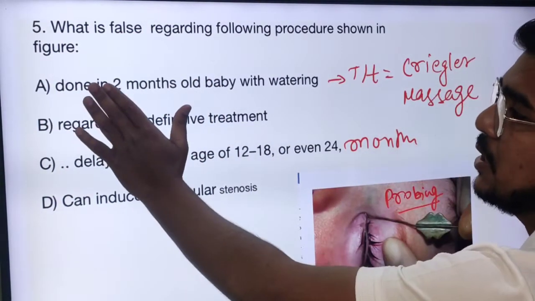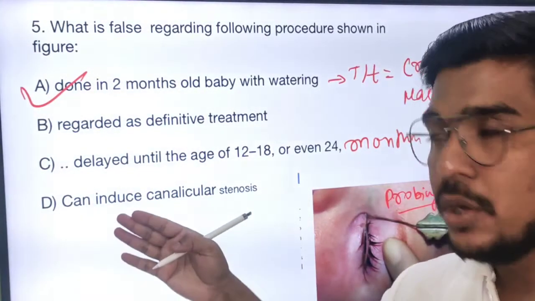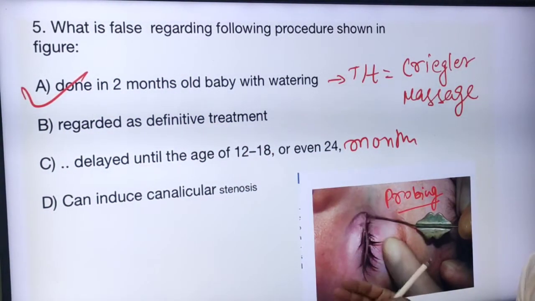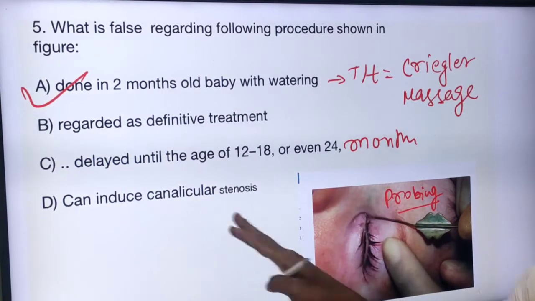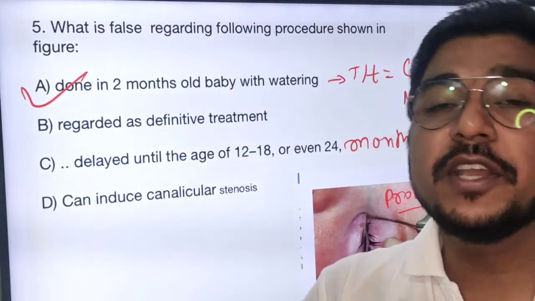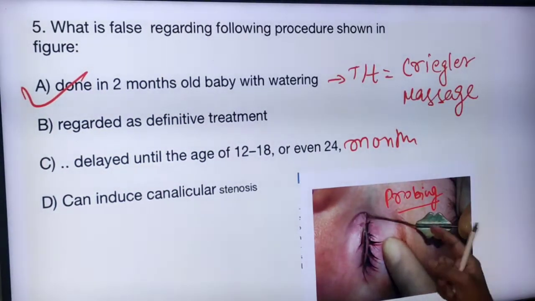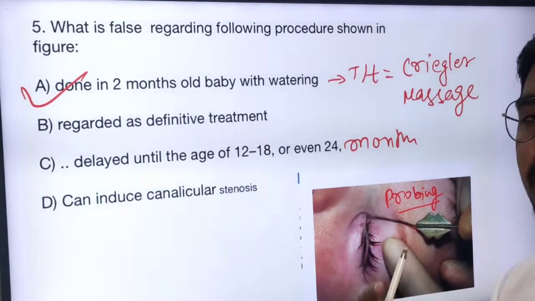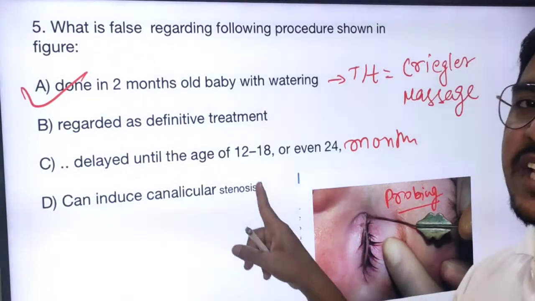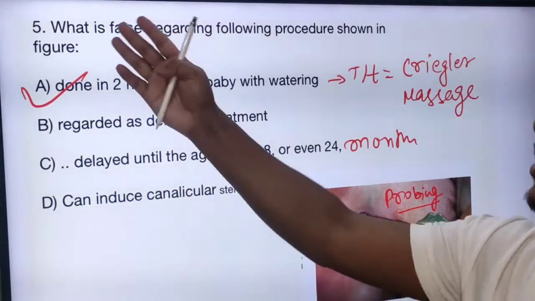So we have our answer here, only this one. Obviously the rest 3 are true. So it is regarded as the definitive treatment, and we have to wait until 12 to 18 months or up to 24 months also. If the first probing has failed, we can go for another probing, under CT guidance also, but not more than 2. Why? Because of this complication, canalicular stenosis, they can cause because of the injury to the mucosal area. So this is the answer of the 5th question.